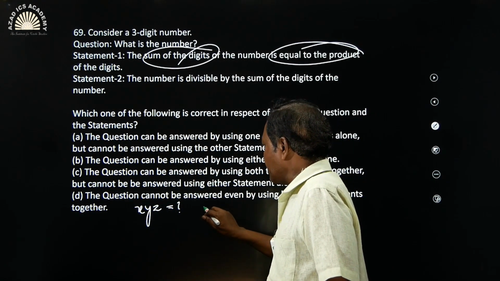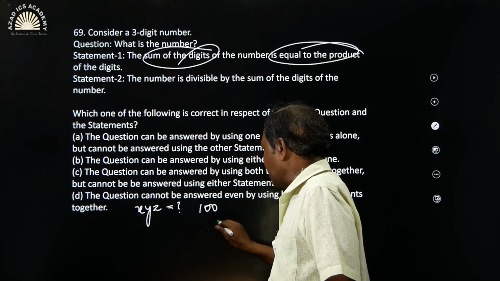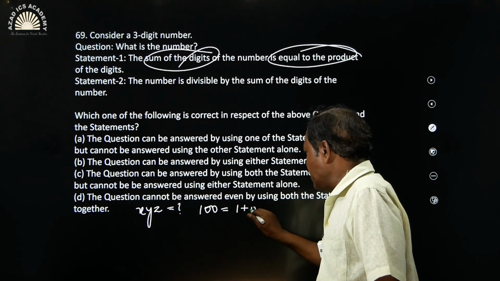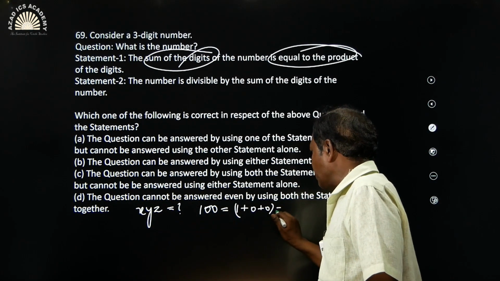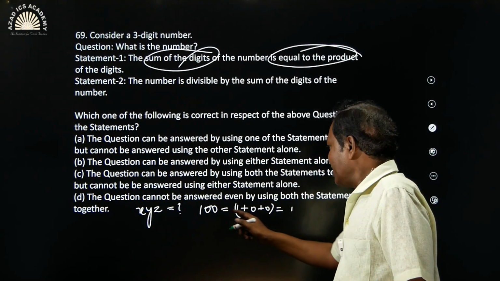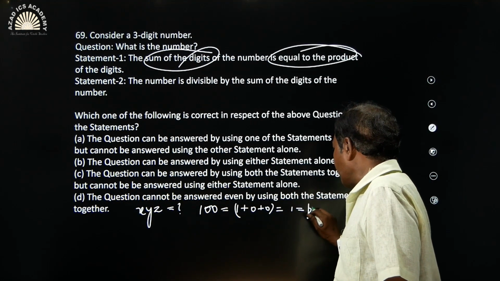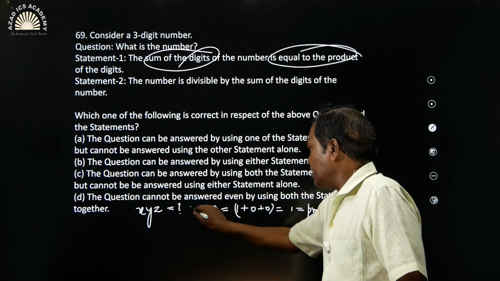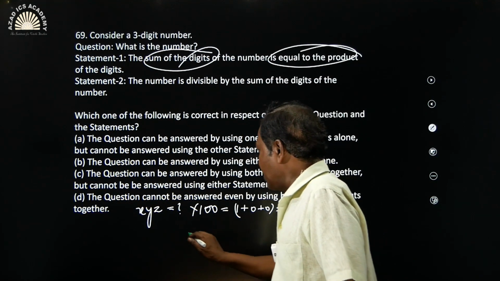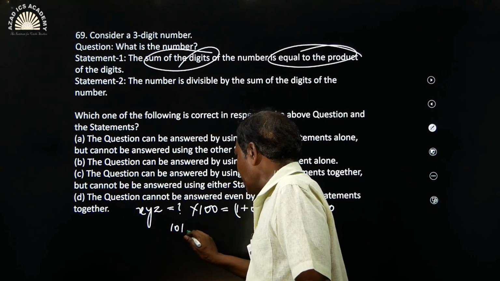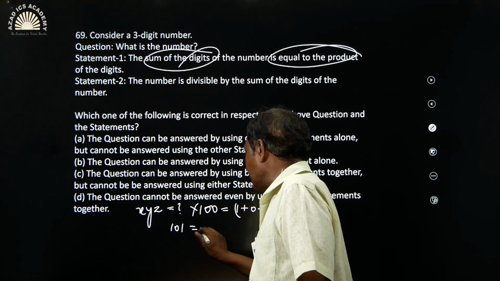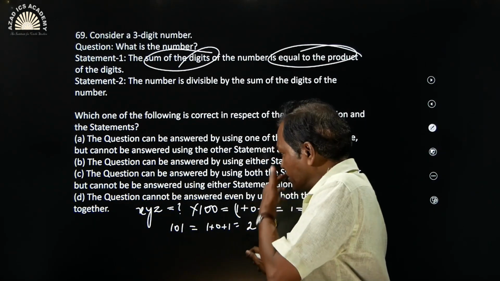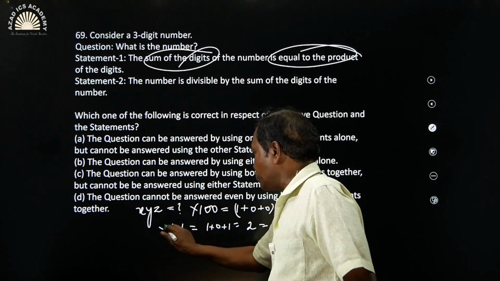So only one such number, for example, a 3-digit number, you can say 100. The smallest 3-digit number is 100. Sum of the digits, 1 plus 0 plus 0, equals 1. The product of the digits: 1 into 0 is 0. Definitely this doesn't suit at all. Now let us take 101. The sum of the digits is 1 plus 0 plus 1, that is 2, and the product of the digits is 1 into 1, 1. Even this doesn't suit here.